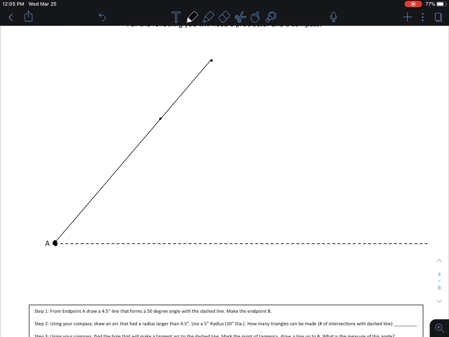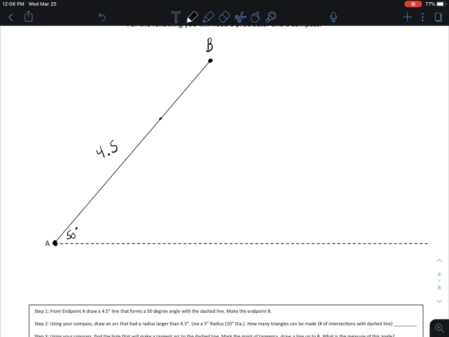So we have this fixed angle of 50 degrees. Let me double check that one more time. All right, fixed angle, spot on. This is 50 degrees, so this is my known angle. And we're told that this side is 4.5 inches. We're making that endpoint up here, B. So the endpoint of that line is B. I have a fixed angle of 50 degrees and a fixed side of 4.5 inches.